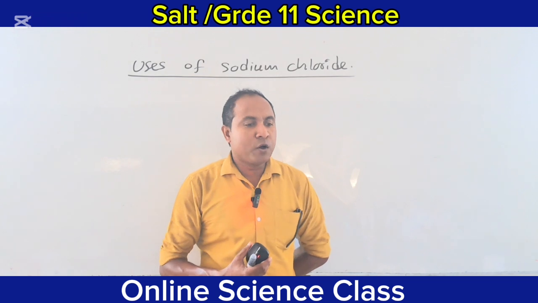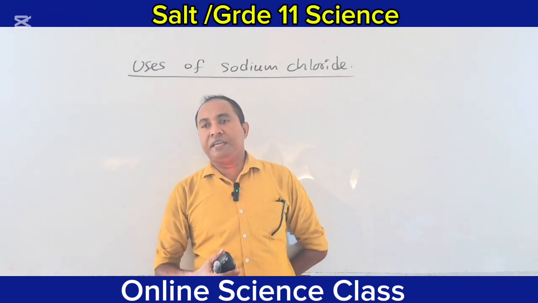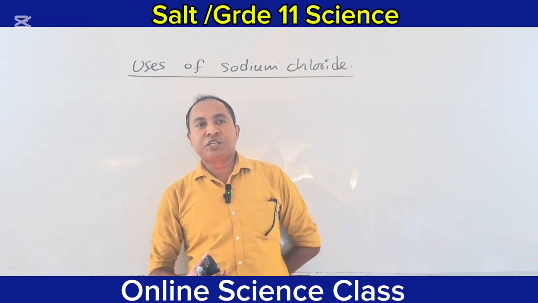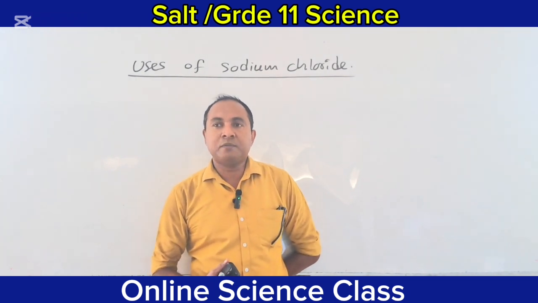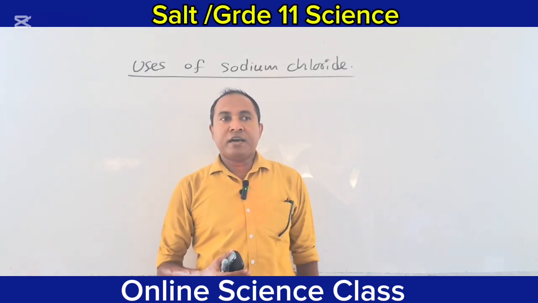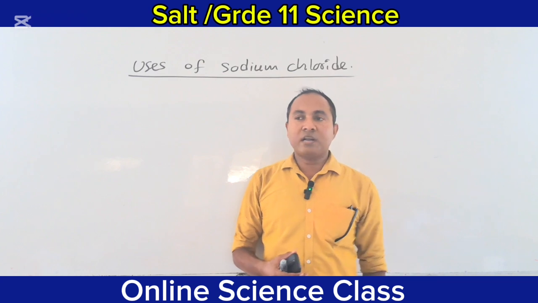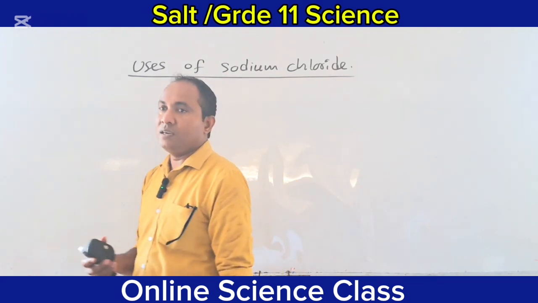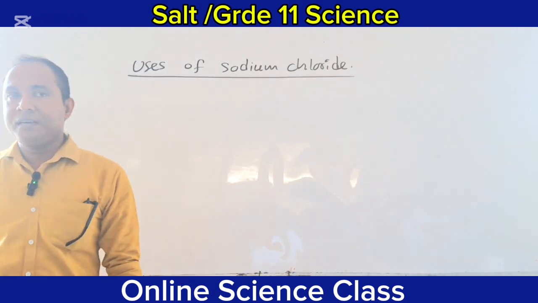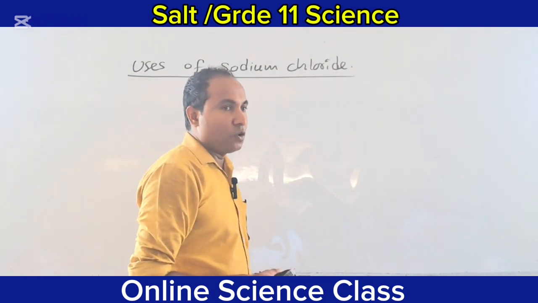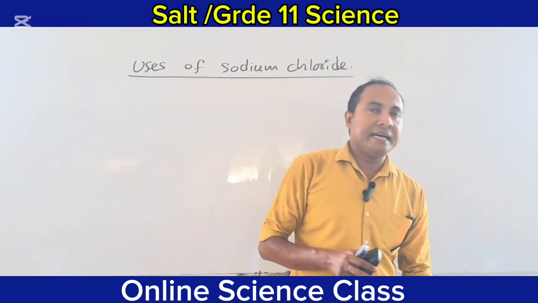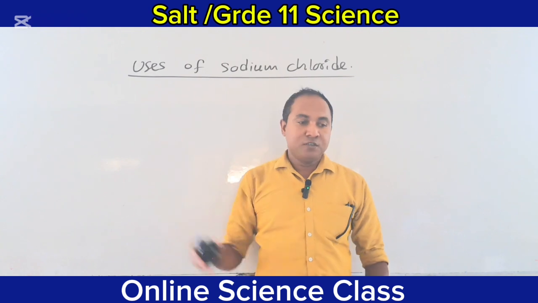Another use is to produce chemicals such as chlorine. You have a lesson called electrochemistry. In it you learn about electrolysis of sodium chloride. When sodium chloride is electrolysed, chlorine gas is released as a by-product. So to produce chlorine gas, sodium chloride is used.